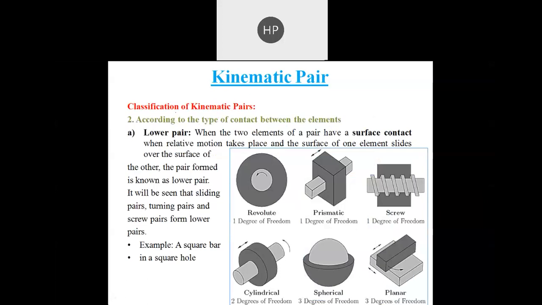Then second classification is according to the type of contact between the elements. So there will be two types of contact. First one is a lower pair. When we have a surface contact between the two elements. So the element 1 and element 2 have a surface contact over here. Here is also a surface contact. In this one, surface contact. Here also the ball is in direct contact with another element, so that's why it is a lower pair. When the surface is in contact with another link in the pair, then it is known as a lower pair.